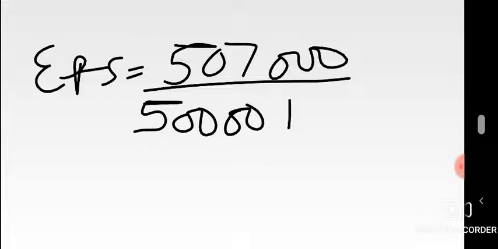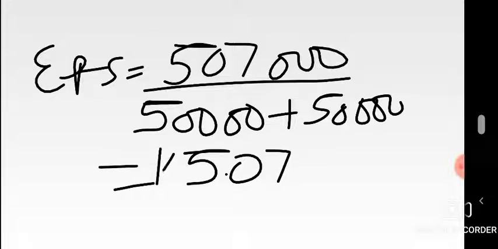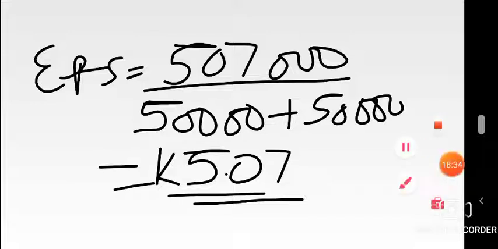Because under common stock financing, one thing you should notice is that whenever additional funds are needed, the shares will also be increasing. That's just something to know. When you divide that, what do you get as your EPS? I'm getting 5.07 kwacha. That's your new EPS. You're done.